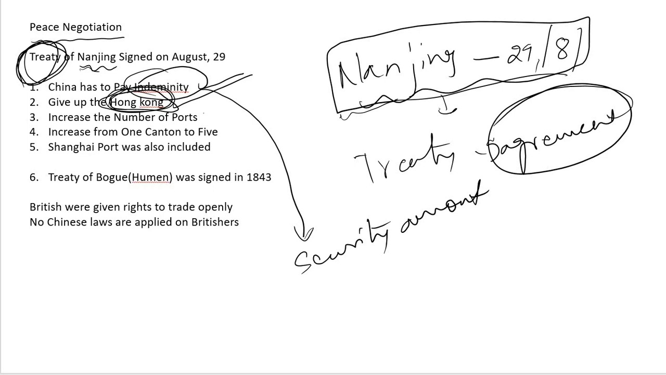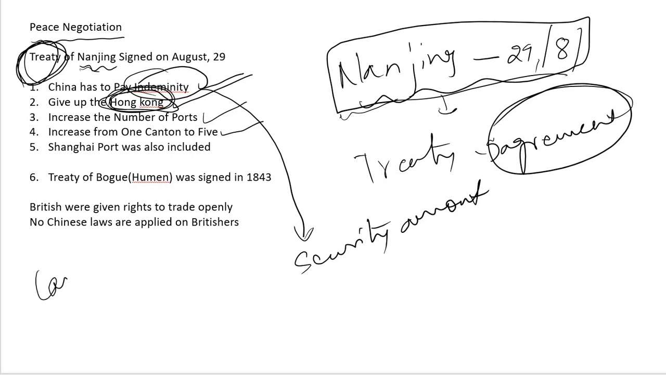Next, what was the third point? They can increase the number of ports. Before, they used to have only some 2 to 3 ports, and after this treaty they could increase the number of ports. If they had 5, after this treaty they can increase from 5 to 10. Next, increase from one canton to another canton.